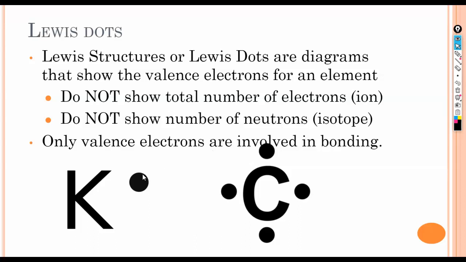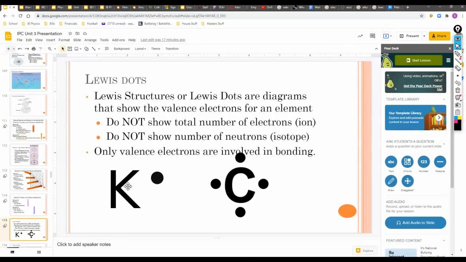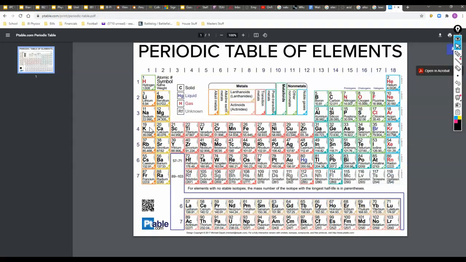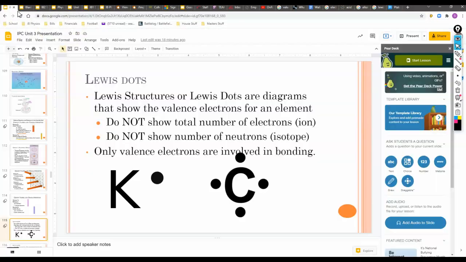Okay, so what you see right here are examples of Lewis dot structures. We have the chemical symbol, and then we have dots to represent the number of valence electrons. Just to give you an example, if I go to my periodic table and look at K, K is the symbol for potassium. Potassium is in group number 1, and I know, because I wrote this down in my notes, that all of the elements in group number 1 have 1 valence electron. And so potassium has 1 valence electron, and you can see in the notes that I have 1 dot to represent that.